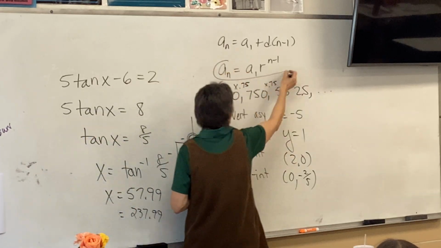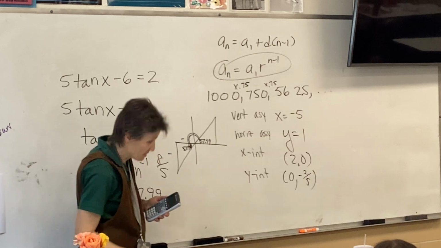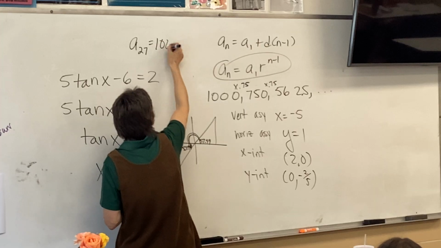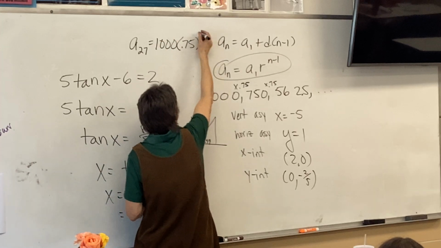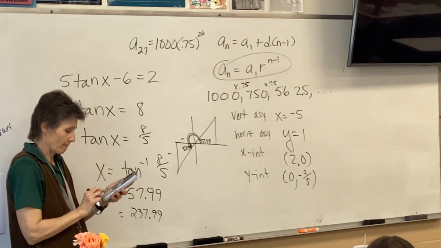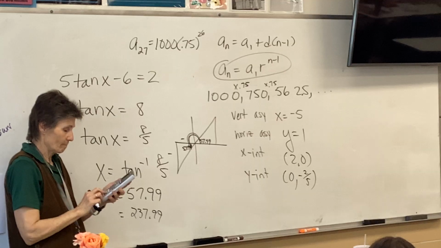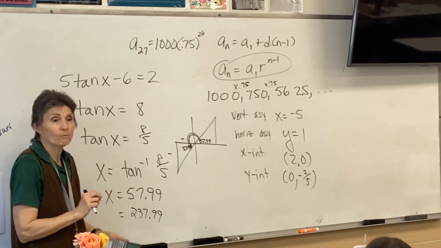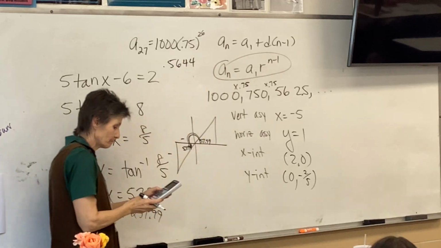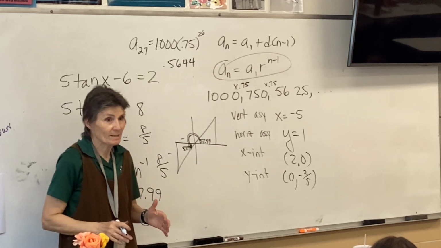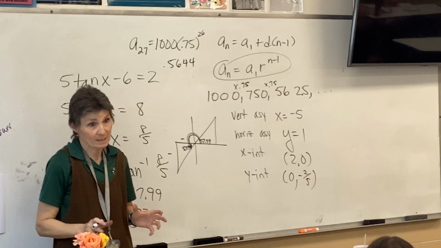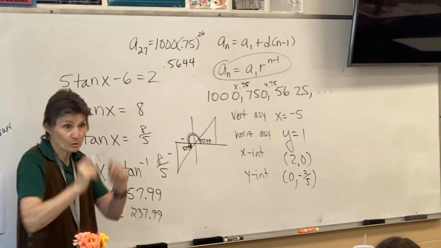So I'm going to use this formula. I'm going to find the 27th term, so A sub 27 will be 1,000 times 0.75 to the 26th. So it'll be really small, .5644. I'm not going to give you a sequence that is not arithmetic or geometric. So the first thing you're going to have to do is figure out which one it is. And then you'll have a formula and you can go from there.